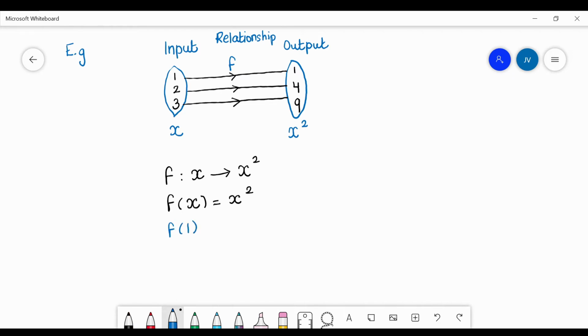Therefore, f of 1 is equal to 1 squared, which is equal to 1. f of 2 is equal to 2 squared, which is equal to 4. f of 3 is equal to 3 squared, which is equal to 9.